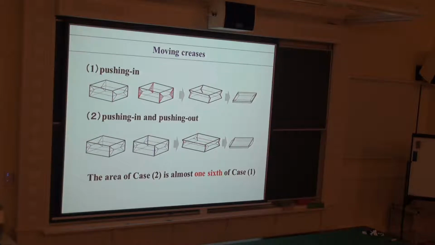Then creases are shown by red colors. So the first case, those four triangles are the region for the moving creases. But if we push two faces in and push two faces out, a combination, then we can avoid collision, and only a very small region is used for moving creases. The area of case 2 is almost 1/6 of case 1. So we will use the second one.